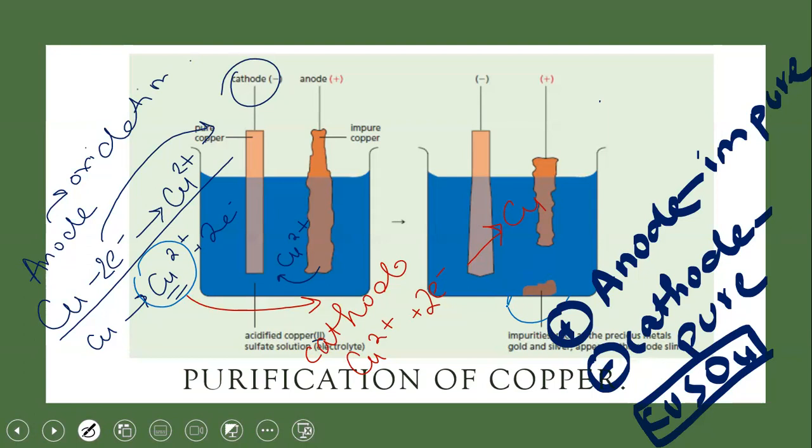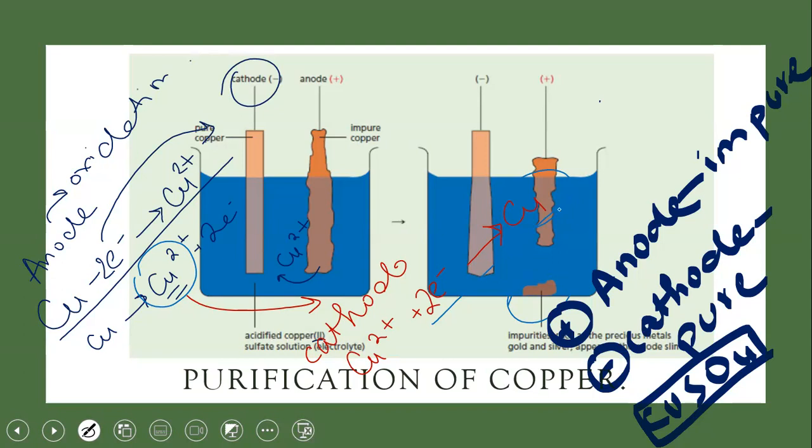The copper ions will go to the cathode. And when the copper ions go to the cathode, they will turn into copper metal. And when they turn into copper metal, they will deposit on the cathode. They will attach to the cathode. So you will be able to see the anode is slowly dissolving away and the cathode is gaining mass. Cathode is getting bigger and bigger. The anode is dissolving and dissolving.